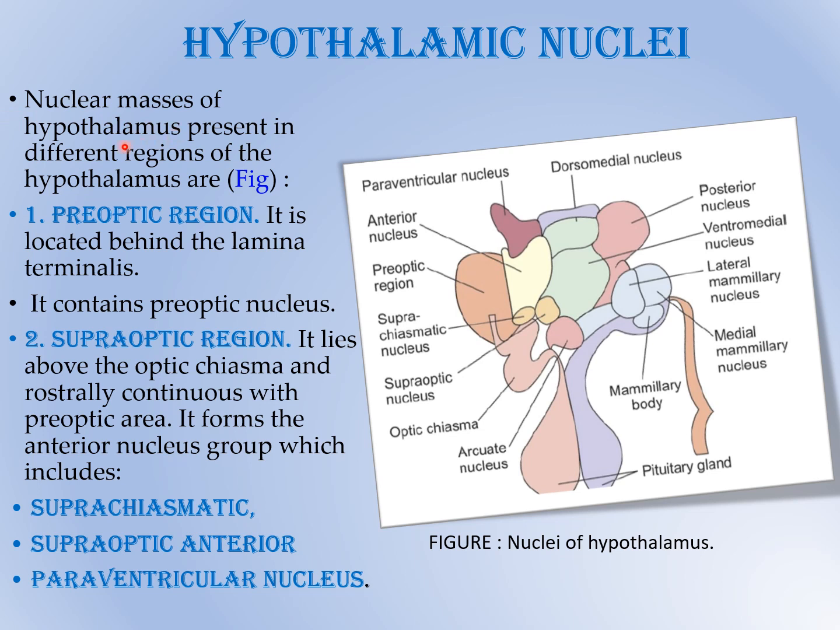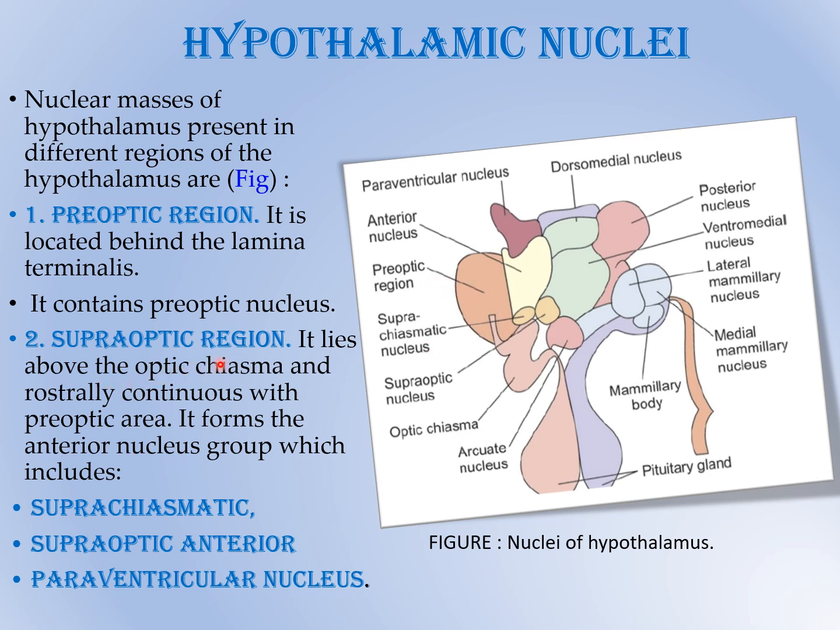Now the nuclear masses of the hypothalamus present in the different regions of the hypothalamus. In the preoptic region, it is located behind the lamina terminalis and it contains preoptic nucleus. So this one is a preoptic region and that contains preoptic nucleus.